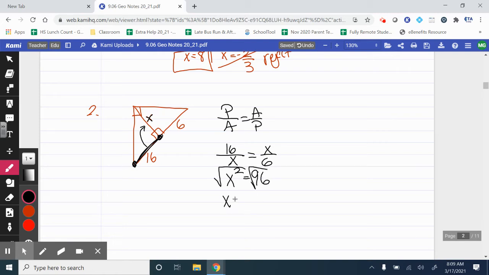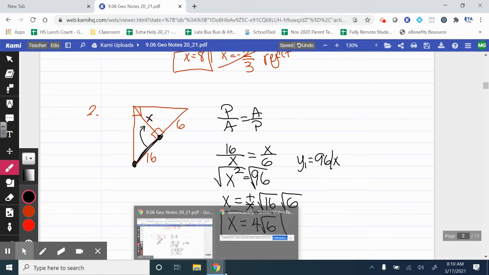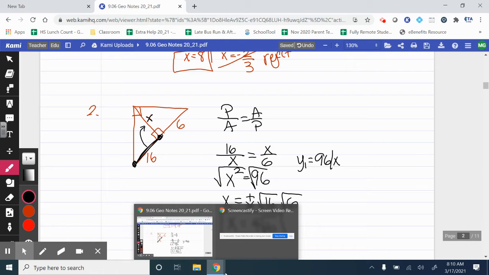And again, you would not keep your negative here because x is the length of a segment, and we're finding the geometric mean, which means we're taking the positive value. And the largest perfect square, if you don't know, you can always type 96 divided by x into your y equals, look for a perfect square, see a 16. So we get 4 rad 6 for our value of x.